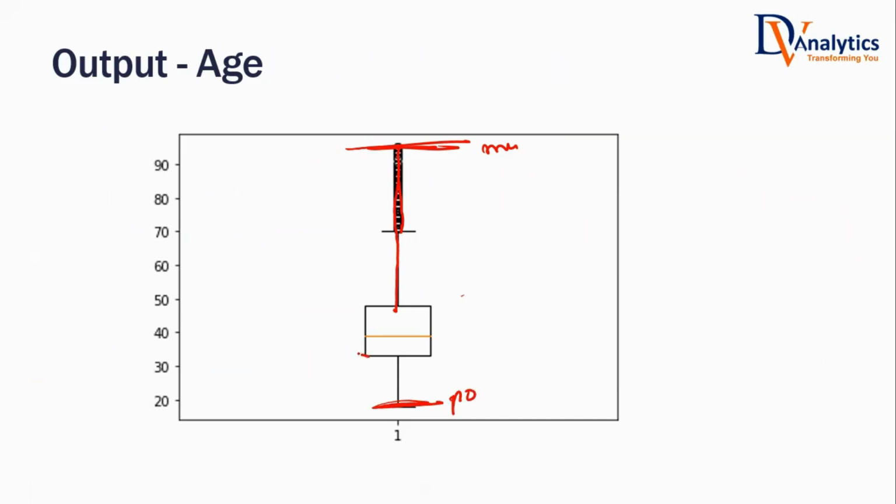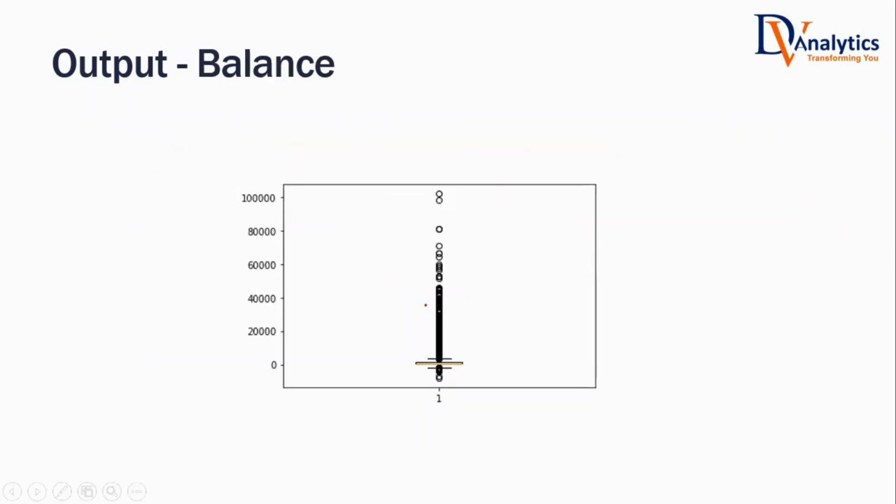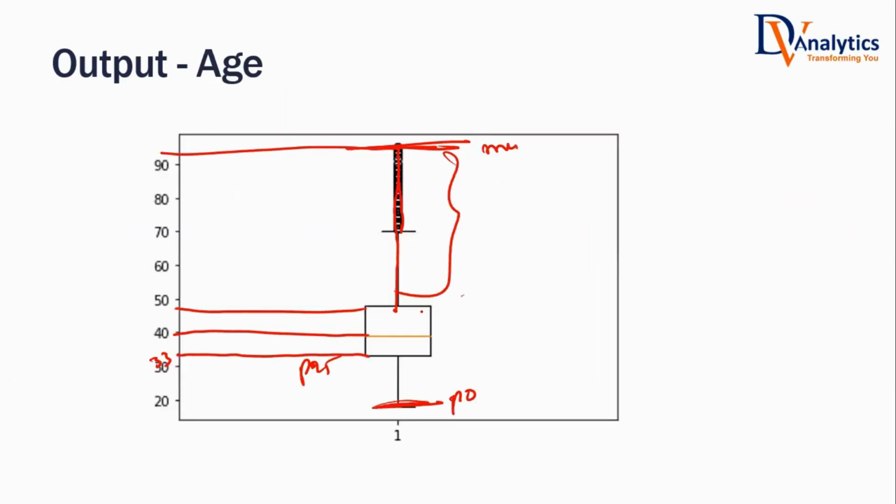And how about this one? This is the 25th percentile, P25, somewhere around 33 or something. Then P50, then you have P75, then you have the max. There are outliers, I agree, but they are not as bad as the balance.